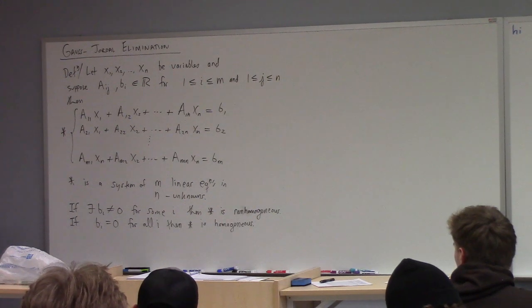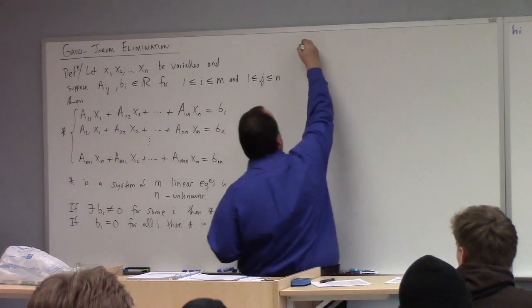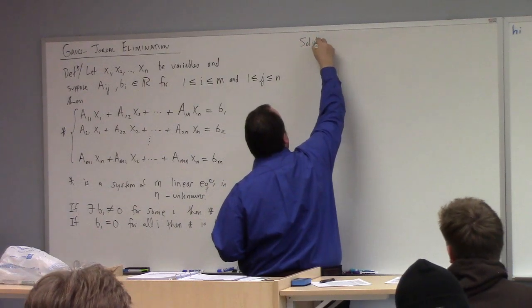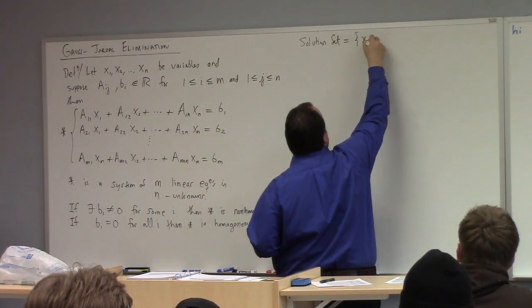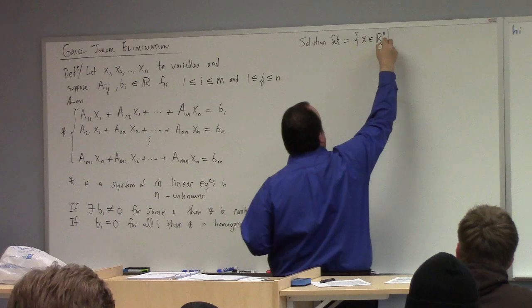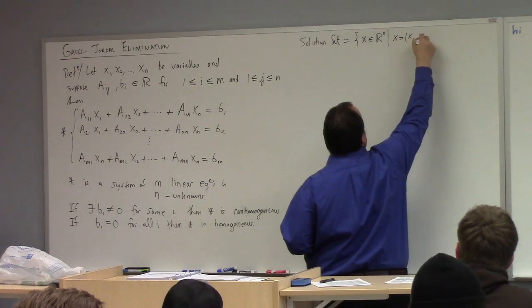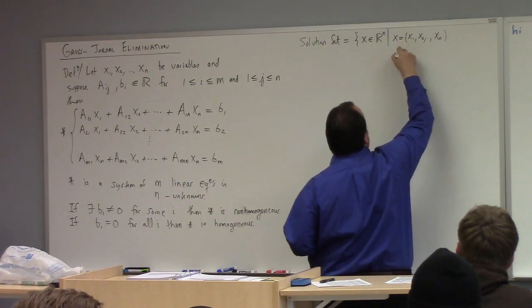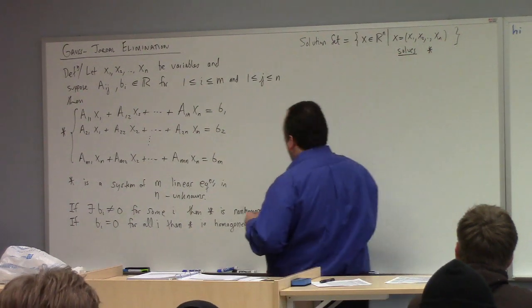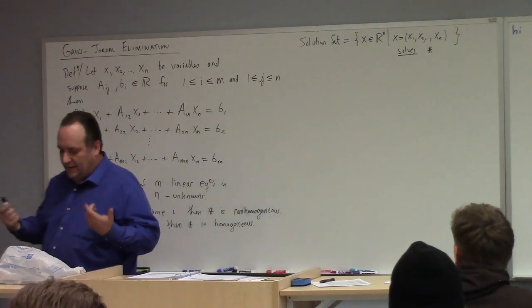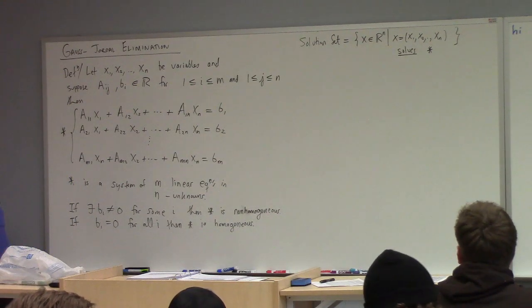The solution set. What is the solution set? The solution set basically is just this. It's x in R^n, such that x equals (x1, x2, ..., xn) solves star. All right. So this is the solution set. It's the set of all x in R^n which simultaneously solve all m equations at once. All right.